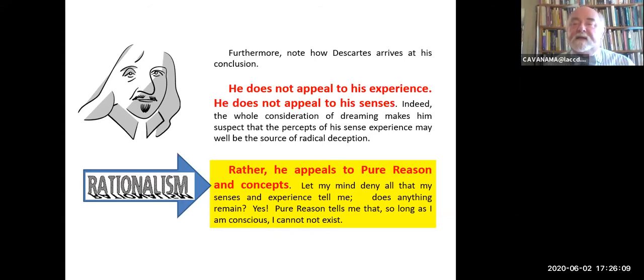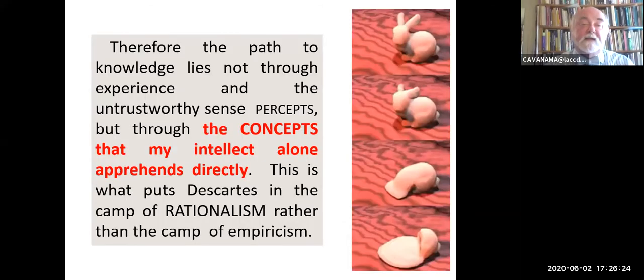But rather, what he does is he appeals to pure reason and concepts. He says, let my mind deny everything that my senses tell me. Let me treat it all as false, but I still cannot get away from the fact that, yes, pure reason tells me that I am conscious, that I exist, and I cannot not exist as long as that is the case. Therefore, the path to knowledge does not lie through experience and these unworthy sense percepts, but it lies through concepts. And concepts are things that my intellect apprehends directly. This is why Descartes is one of the rationalists, rather than the empiricists.